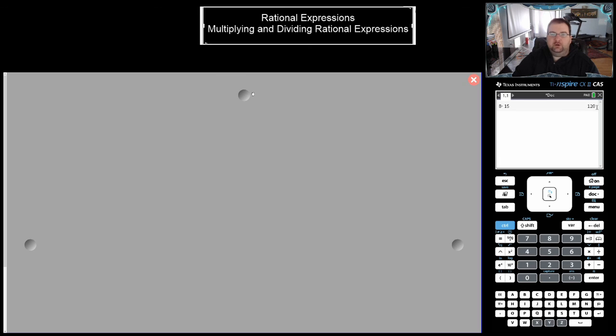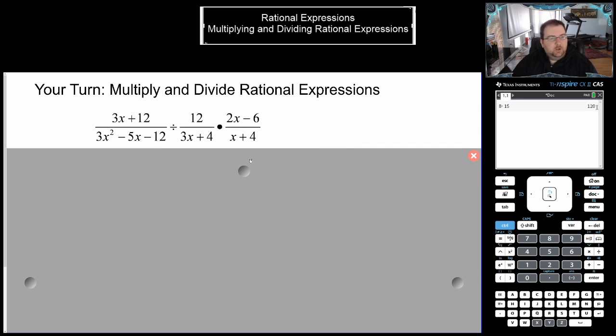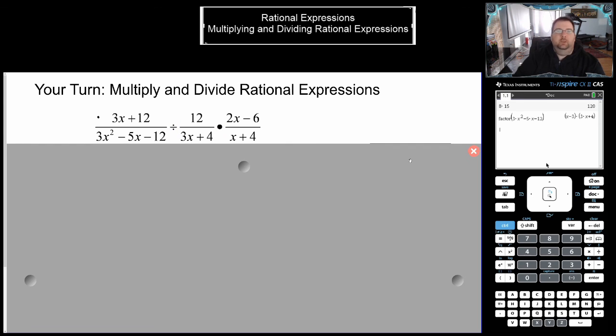Again, it's your turn. We're multiplying, we're dividing, we're doing multiple steps here. Does it matter which one you do first? No. In fact, I would do them all at once. Multiply by the reciprocal, then just multiply them all together. Give it a shot. Come back when you think you have a solution. And if you can't figure it out, don't worry, we'll have the solution ready for you as soon as you return. See you. Welcome back.